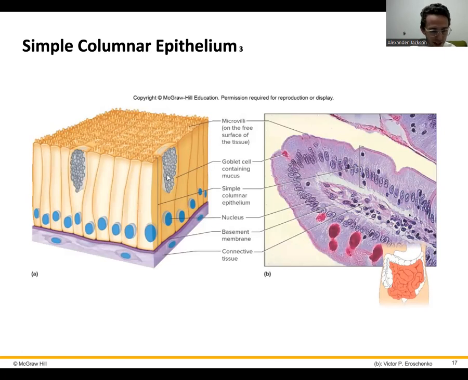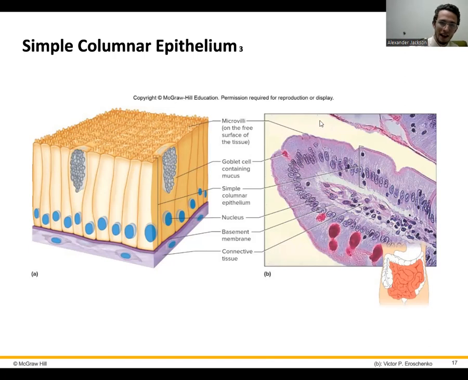So as you can see with these guys, they've got all these little projections called microvilli on their apical surface. So remember, the surface that's opening to the lumen, the hole of your gut. And this increases the surface area so that they can bring a lot of molecules in, like nutrients, oxygen, sugars, proteins, and then bring them to the basement membrane and then put them into the bloodstream.